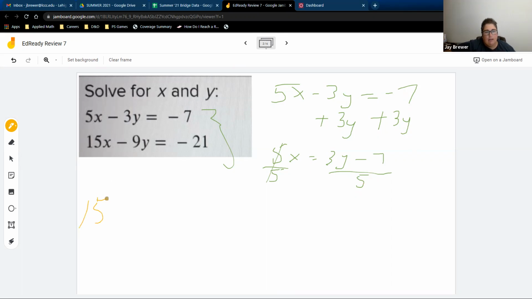So now that we know what x equals, we're going to plug x into the other equation. So 15 times x, but we're going to take this and plug it in for x. So it's going to be 15 times (3y minus 7) all over 5 minus 9y equals -21. The 5 and the 15 are going to cancel, and we get 3. So 3 times 3y will give us 9y minus 21.